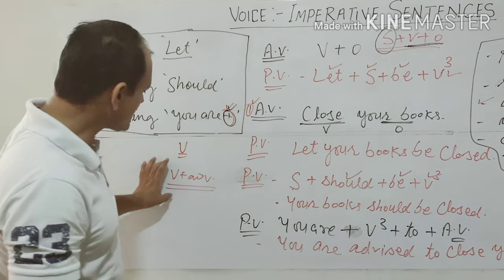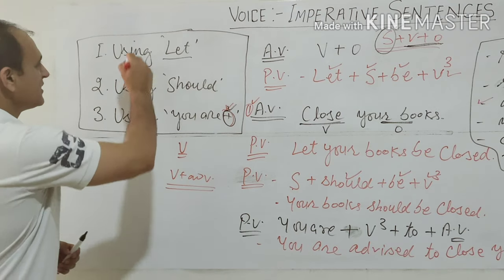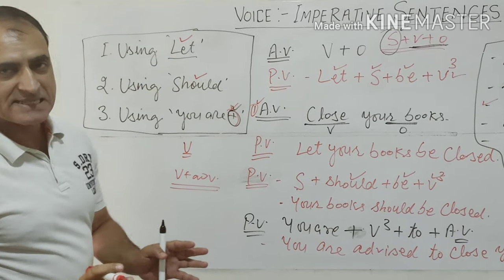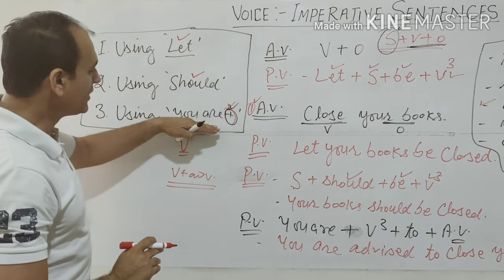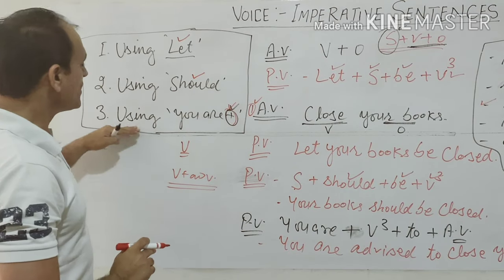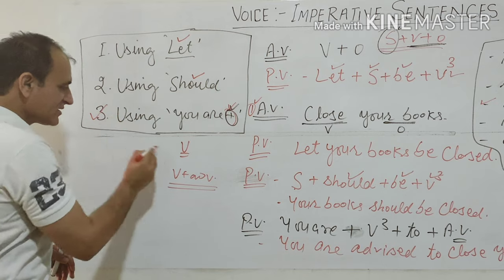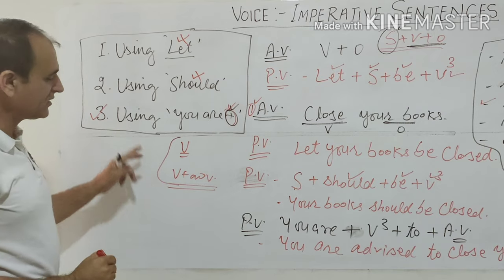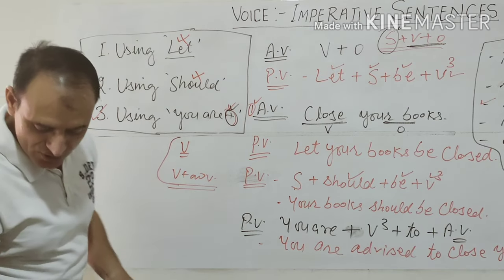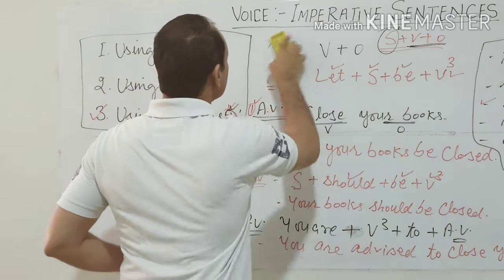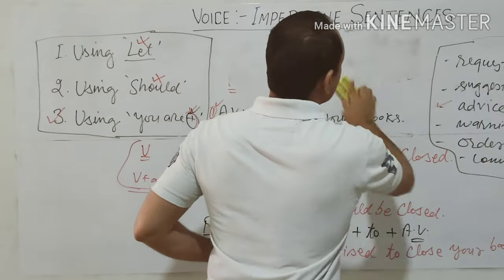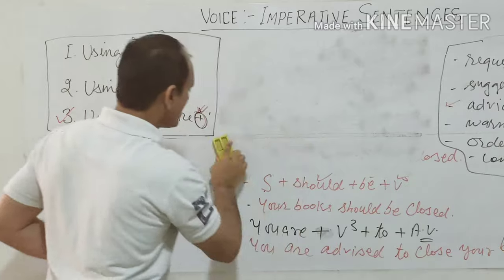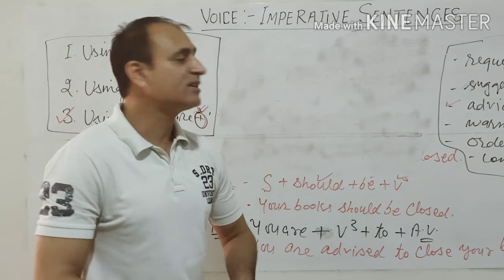Now how to change? If you find such a type of sentence, you can't use "let", you can't make it using "should" also. Only one rule is left with us, that is "you are". Yes, we can change such types of sentences by using the third formula. These two won't work on such types of sentences. Let's see one or two examples of this type. Many times students feel it very difficult when they come across such types of sentences, and they generally commit mistakes in that area.